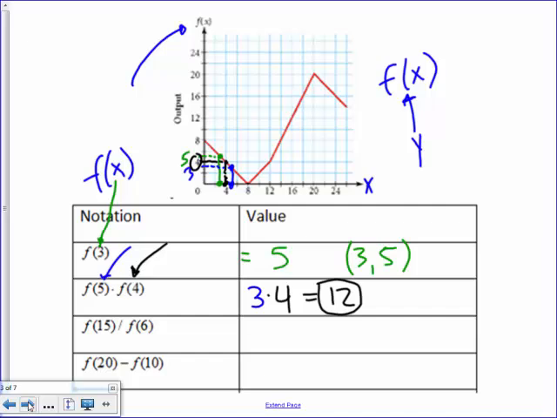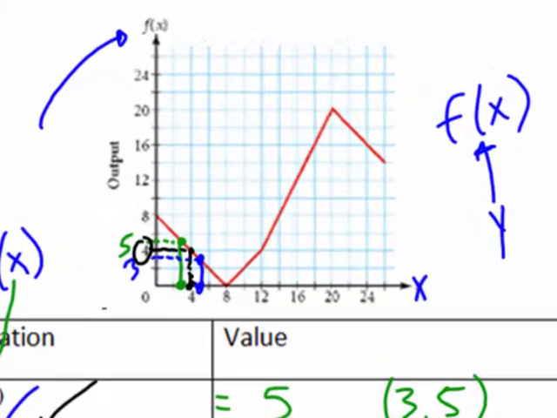And the same thing would occur in these last two, right? I'd find f of 15 first, and find f of 6, and then divide the two. Same thing here. I'd find f of 20 and f of 10, and I'd subtract the two. And I'll just quickly put those answers over to the side for you, so you can check if you want to attempt those on your own.